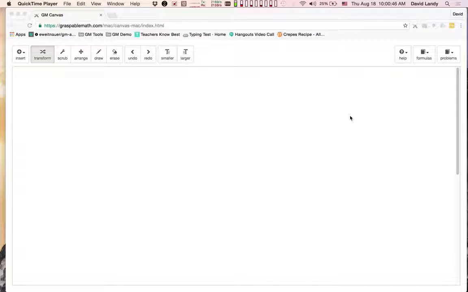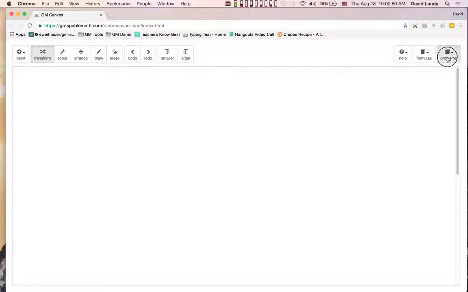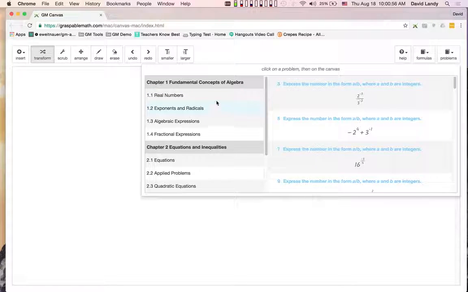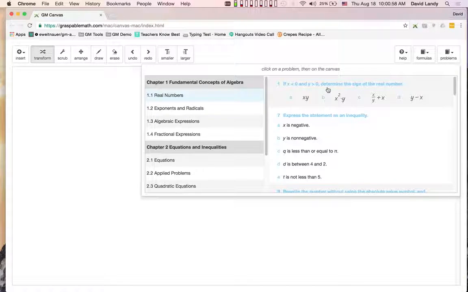Hi, so here's a way to solve the first problem of the first homework in college algebra at the Mac. So here we go up to problems, right? We click on it and we get to each of the different chapter sections. So I'm just going to do the very first problem. If x is less than 0, y is greater than 0, determine the sign of the real number.